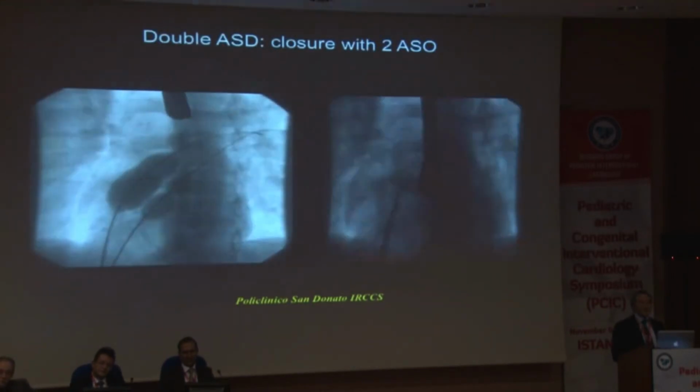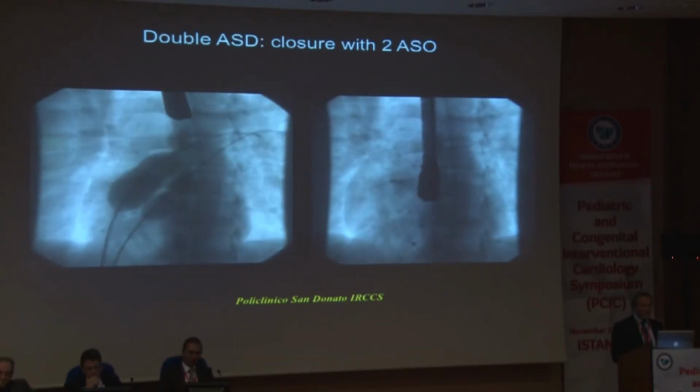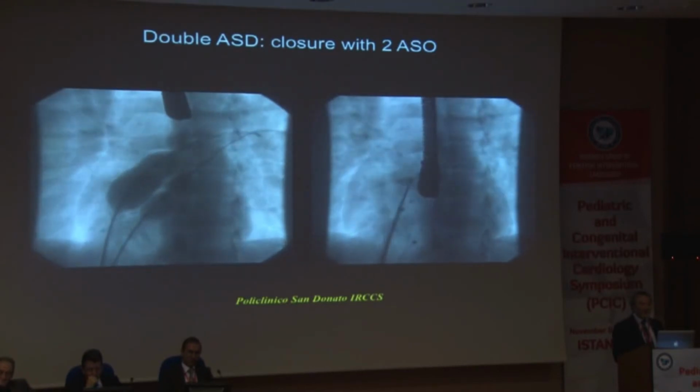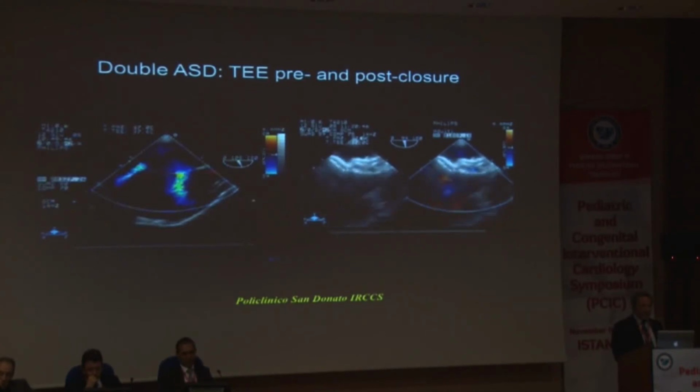So we have to use a simultaneous implantation of two devices, which is quite feasible, as you see here. And in this particular case, I think it's very important to do a balloon sizing or balloon interrogation, just to test the size of the holes, and in addition, whether there are additional holes or not. And that's the echo appearance after implantation of these two devices.